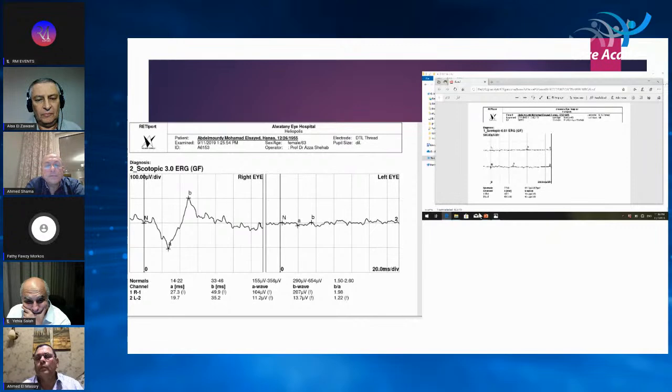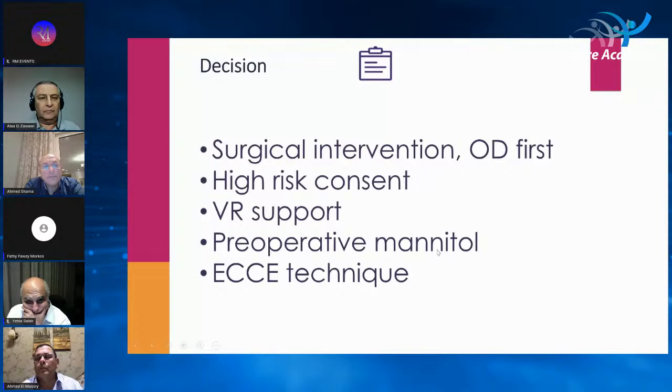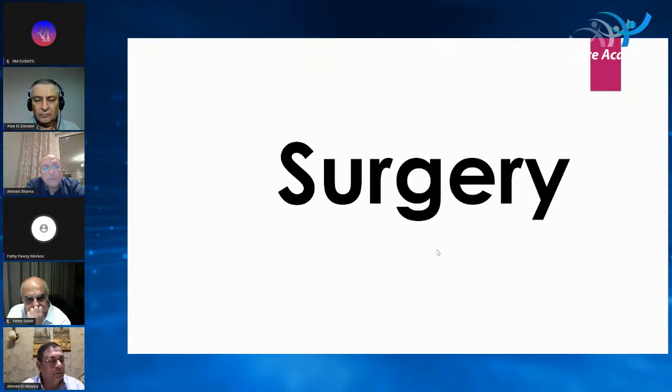You can see on the report here, she had a severe conduction dysfunction. So the decision was a surgical intervention, at least in her better eye, the right eye. Again, with obtaining a high-risk consent with vitreoretinal support at the OR because we don't trust her posterior capsule. Again, gave preoperative mannitol. And this time I decided to do an extracapsular technique because it's a very poor visualization for her cornea.